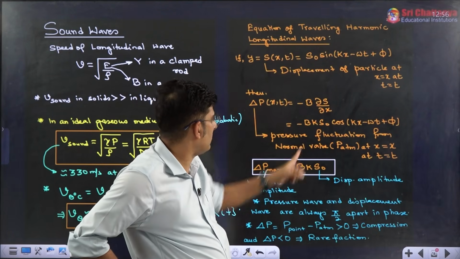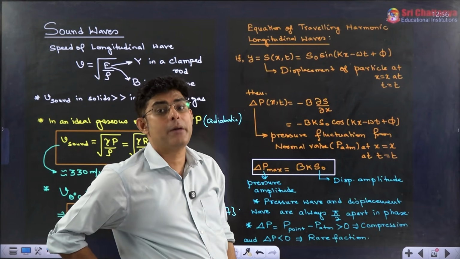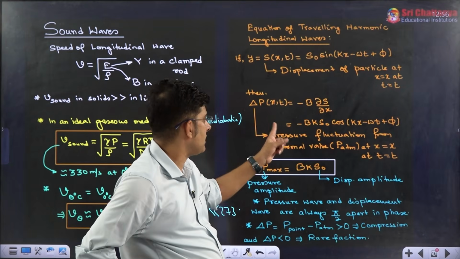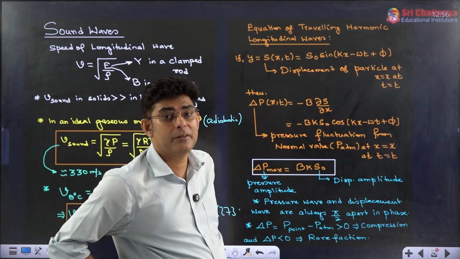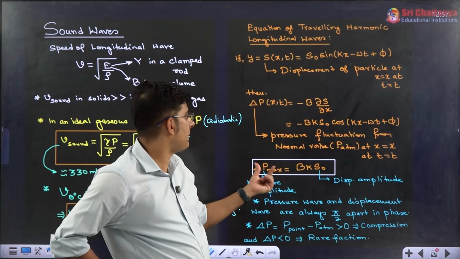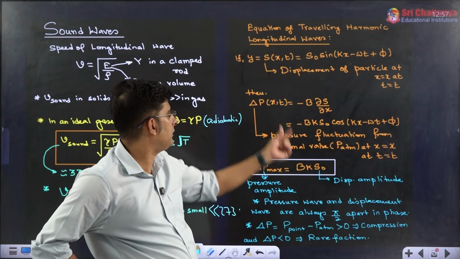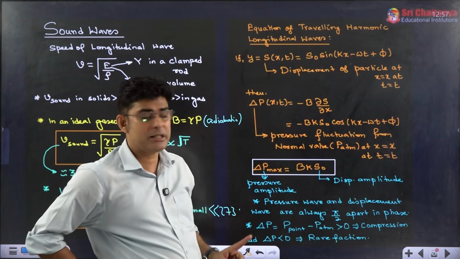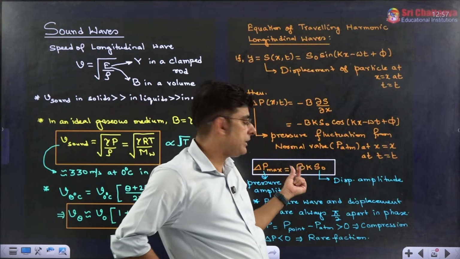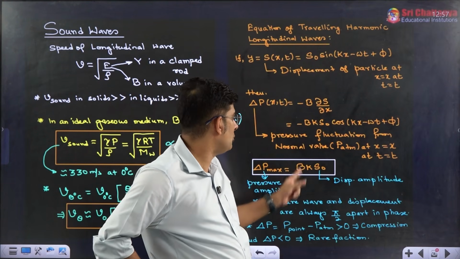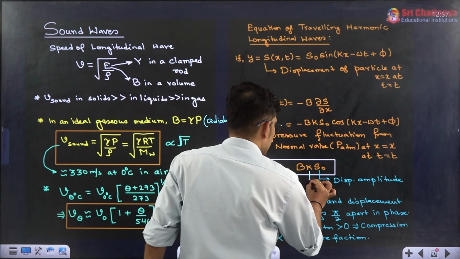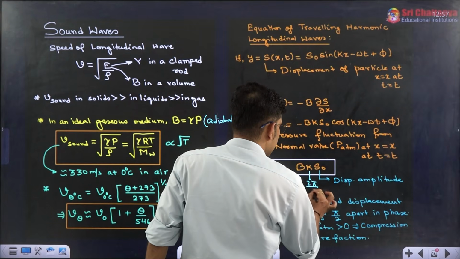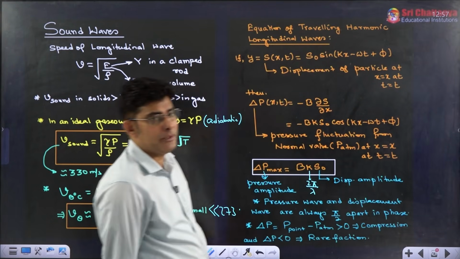One is sine, one is cos, so they always differ in phase by how much? Pi by 2. Very, very important question. Pressure wave and displacement wave always differ in phase by pi by 2. And what is the maximum pressure fluctuation? Delta P max, which is called the pressure amplitude. Pressure amplitude is B k S naught. B is the bulk modulus, k is 2 pi by lambda, and S naught is the displacement amplitude.